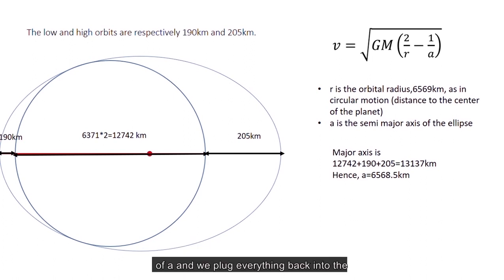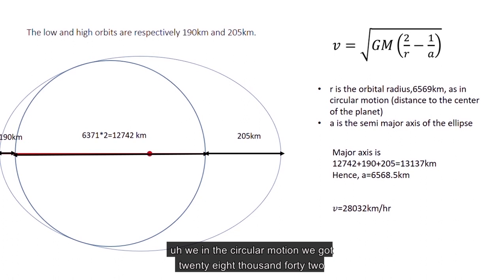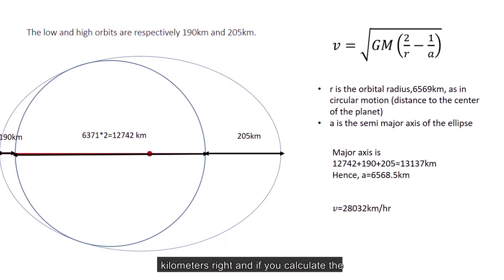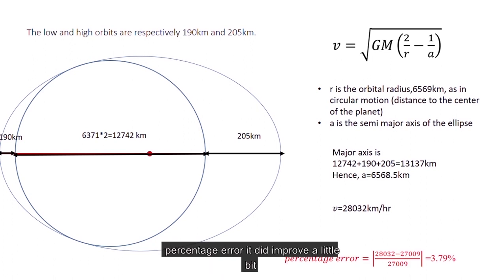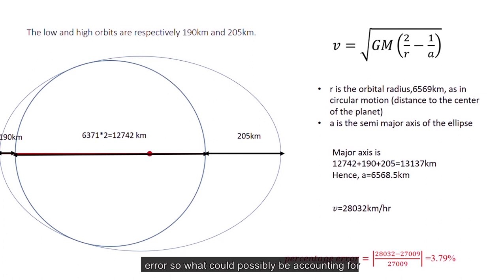Then we plug everything back into the equation, we get a speed of 28,032 kilometers per hour, which is slightly better. In the circular motion, we got 28,042 kilometers, right? And if you calculate the percentage error, it did improve a little bit, 3.79% instead of 3.82%. However, that also tells us the elliptical orbit is not the major reason that accounts for this percentage error.